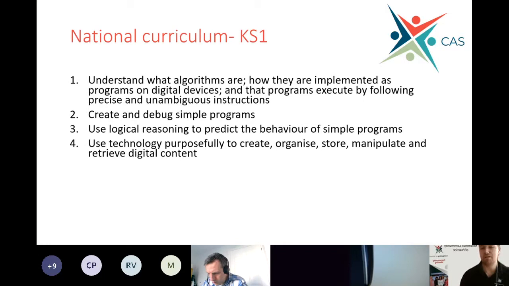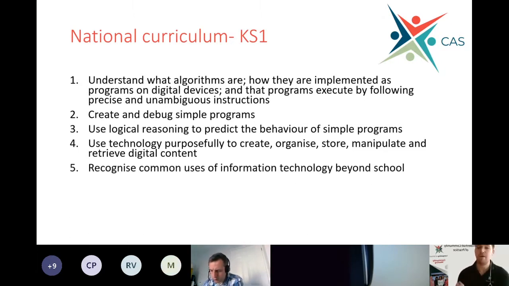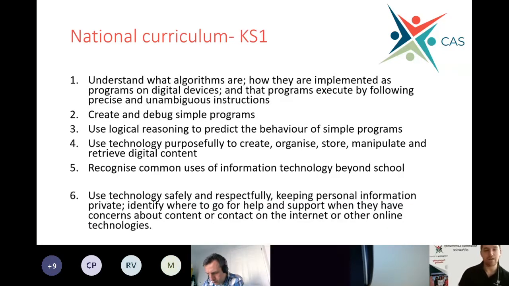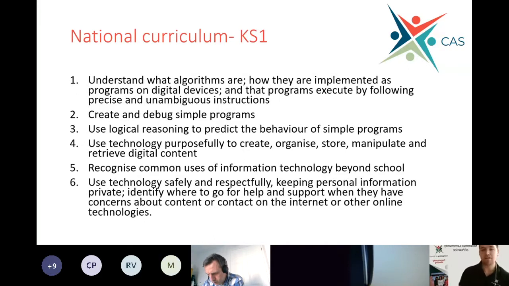Looking at being able to use technology to create digital content, and being able to store it and get it back as well. Looking at recognising common uses of information technology beyond the school. There's a quite good little idea that I managed to find for that one. And using technology safely, respectfully, and keeping personal information private, the e-safety area, if you like.